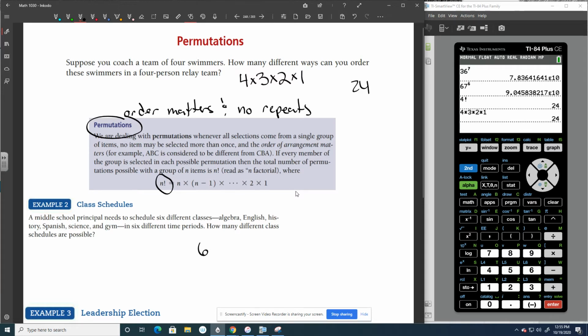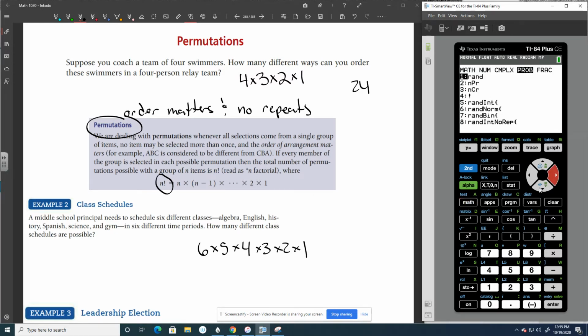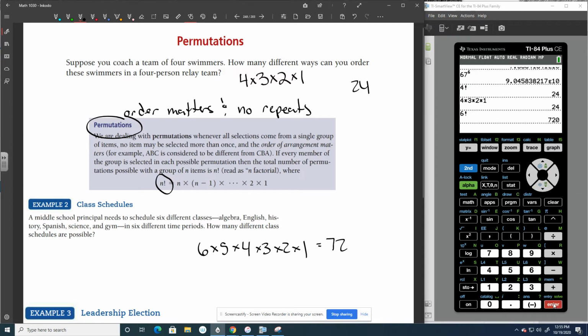So if you took one of the 6, you've got 6 to choose from, but then you only have 5 to choose from after that. And then you only have 4 to choose from, and then 3, and then 2, and then 1. So this would be a permutation. So I could just do 6, and then I go to math over to probability and down to factorial. So that means there are 720 different ways that these classes could be scheduled. There's 720 different orders that you could take your 6 classes in because you can't repeat, and it matters what order you take the class in.